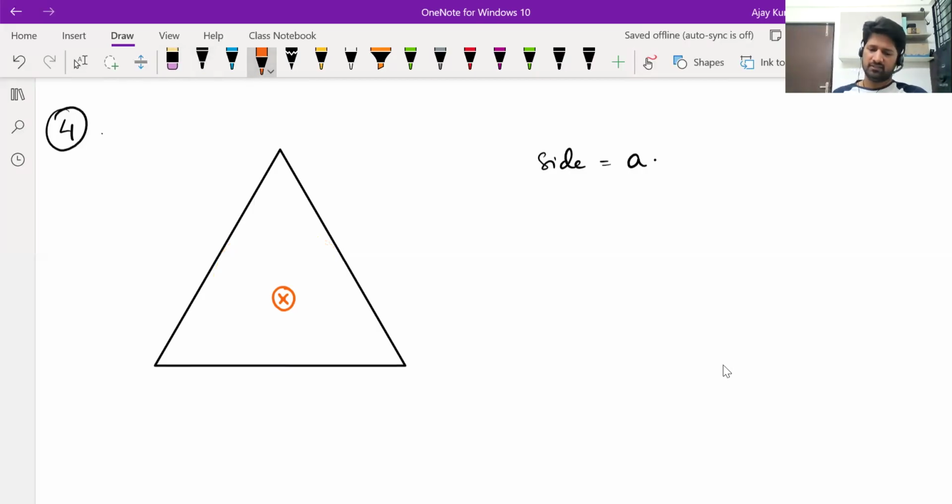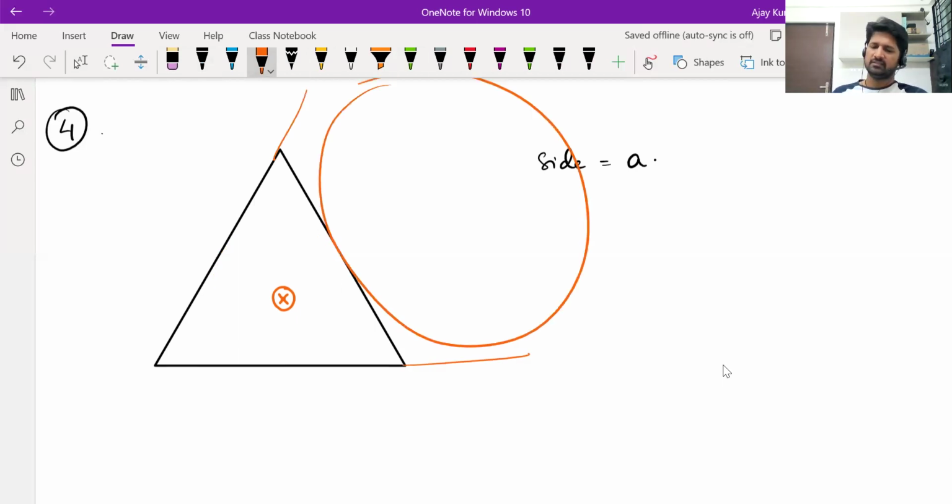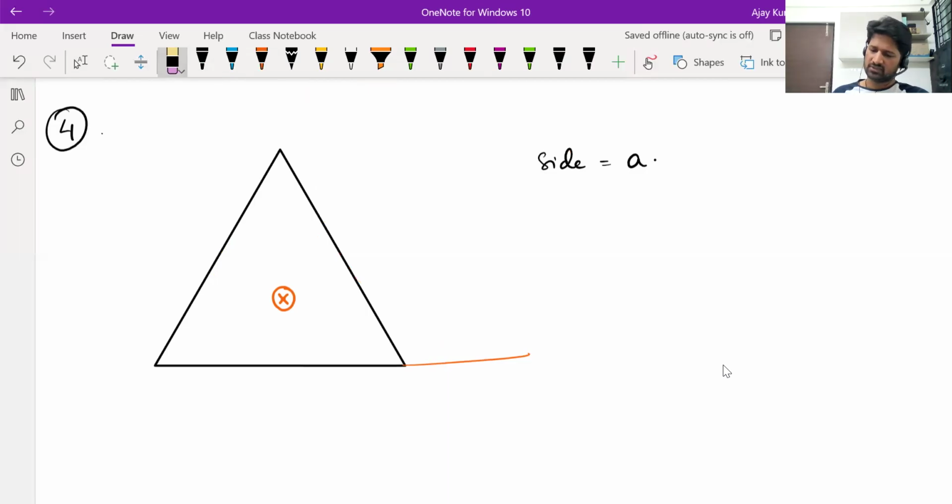Okay, fine. Then there is something called excenter also. You draw a circle touching the three sides of the triangle from outside, then it's an excircle, and its center is the excenter. 3 excenters will be there for a triangle. Fine. Now in an equilateral triangle, centroid, orthocenter, circumcenter, incenter, they're all the same. Fine.